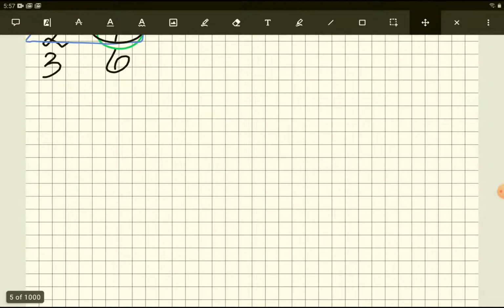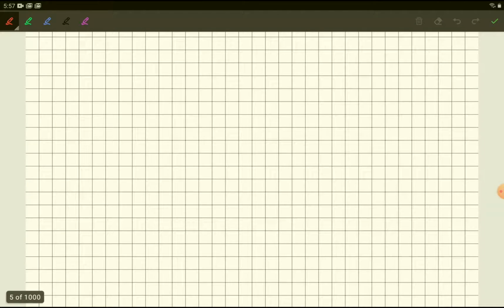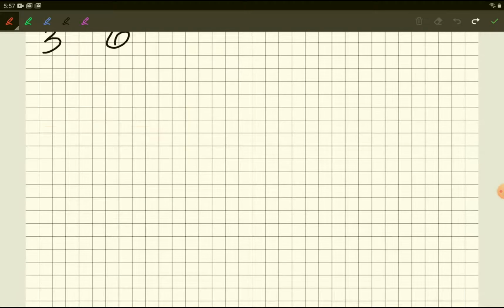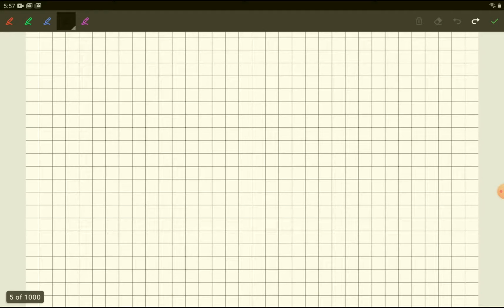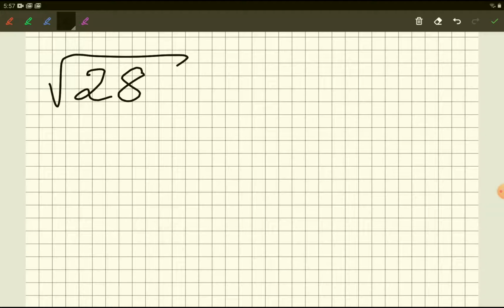That's your answer. So let's do another one. Let's do square root of 28. All right, so first things first, make sure 28 is not a perfect square, which it's not. So now remember, the first thing we're going to do is make a factor tree. 1 and 28. 2 does go into 28, goes into 28 14 times.